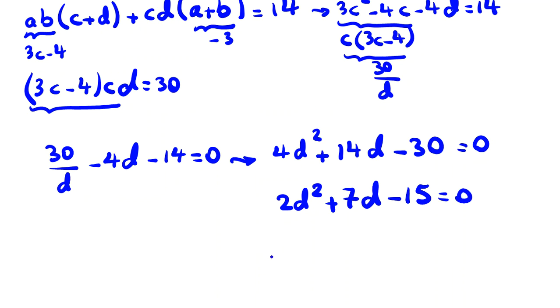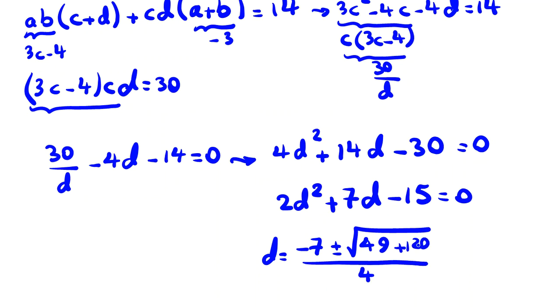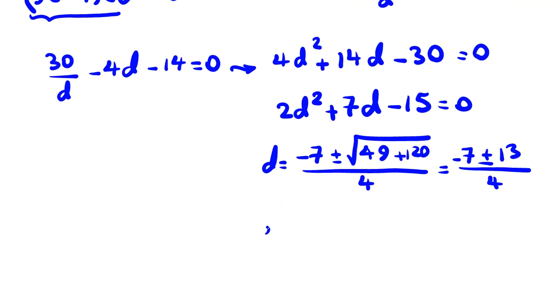Now if we use the quadratic formula, d equals negative b plus or minus the root of b squared, 49, minus 4ac, which is 4 times 2, 8 times 15, 120, over 2a, which is 4. It will be 169. The root of that will be 13. Try to memorize 1 squared to 31 squared at least. So the answer for d: negative 7 minus 13, negative 20 over 4, negative 5. Negative 7 plus 13, 6 over 4, which will be 3 over 2.